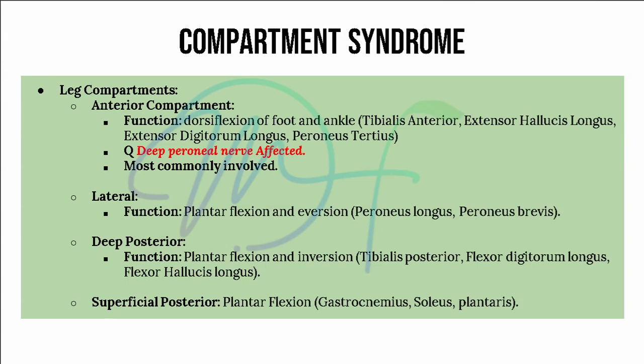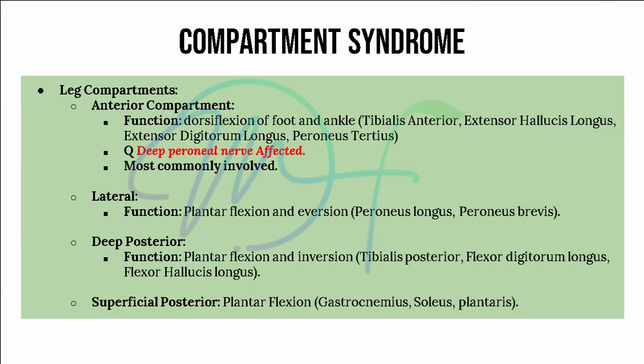The lateral compartment supports plantar flexion and eversion, comprising peroneus longus and peroneus brevis. The deep posterior compartment enables plantar flexion and inversion, involving tibialis posterior, flexor digitorum longus, and flexor hallucis longus. Finally, the superficial posterior compartment focuses on plantar flexion, with muscles such as gastrocnemius, soleus, and plantaris.